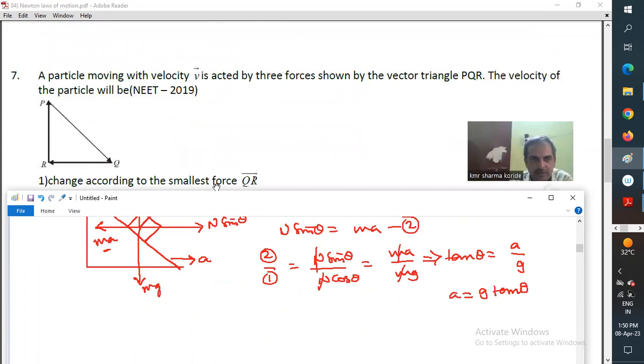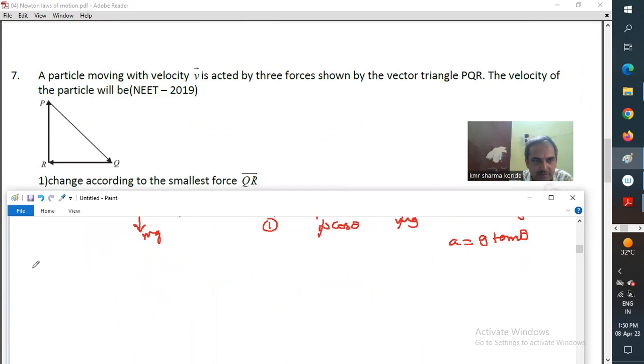This is once again theory, but this is given 2019, question number 7. A particle moving with velocity v is acted by three forces shown by the vector triangle PQR. The velocity of the particle. So remember, the sum of three forces or three vectors is equal to 0.